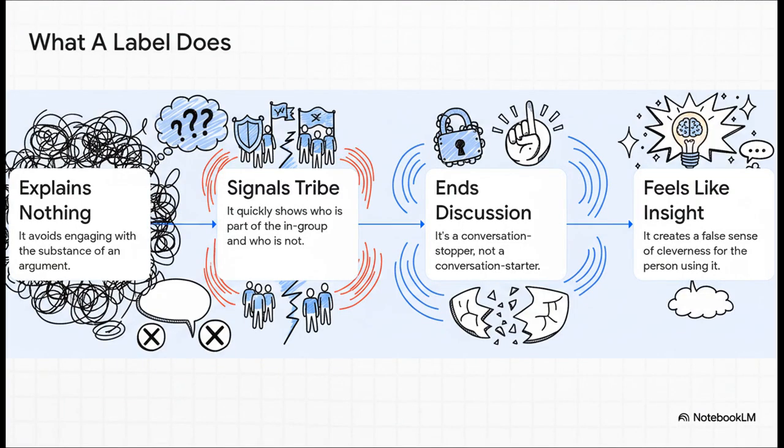Okay, here's the bottom line. A label does 4 things, and it does them very, very well. 1, it explains absolutely nothing about the actual issue. 2, it instantly signals who's in your tribe and who's the enemy. 3, it is designed to shut down, not open up any real discussion. And 4, and this is the most insidious part, for the person using it, it feels like a sharp insight, like a really clever takedown, when in reality, it's just a lazy shortcut.